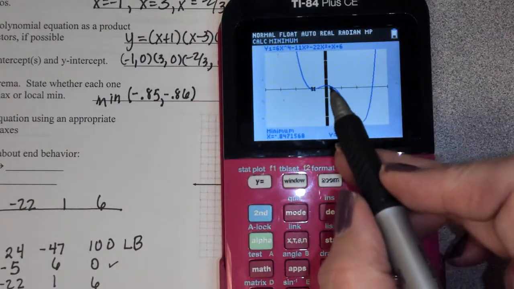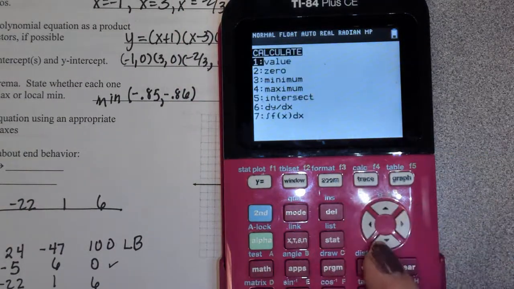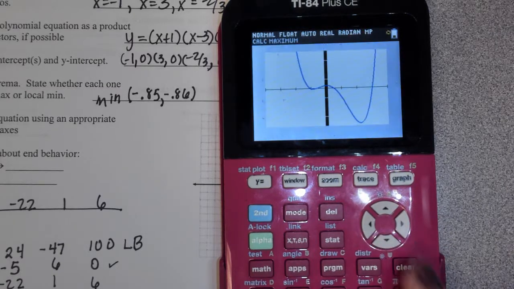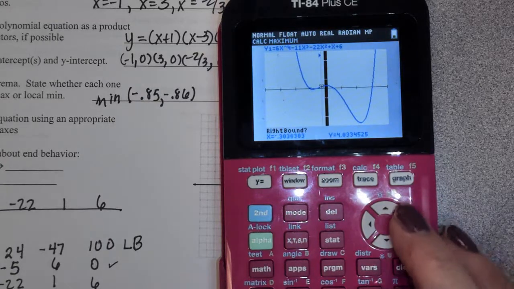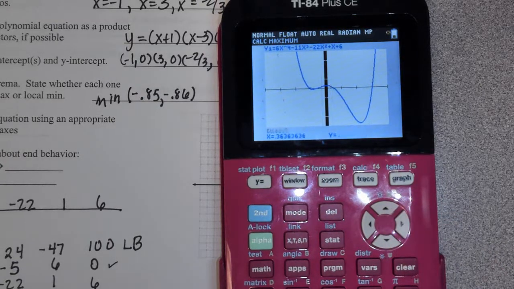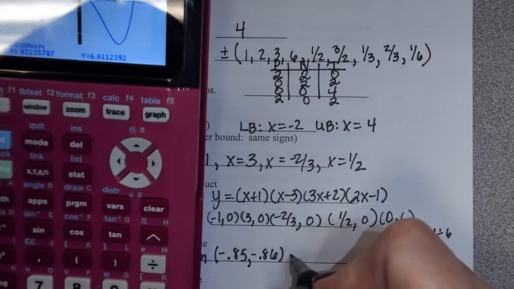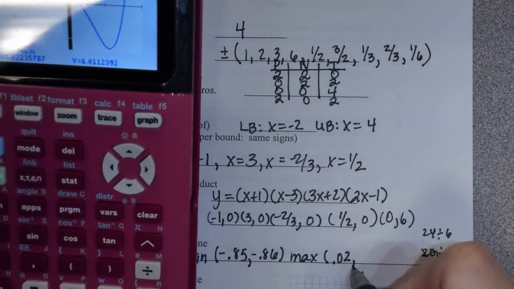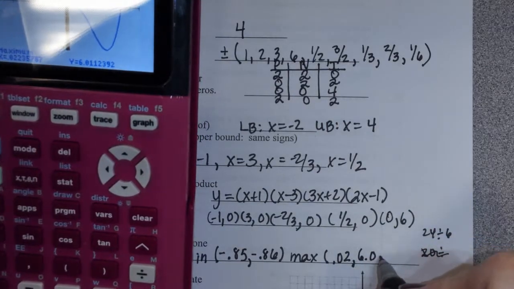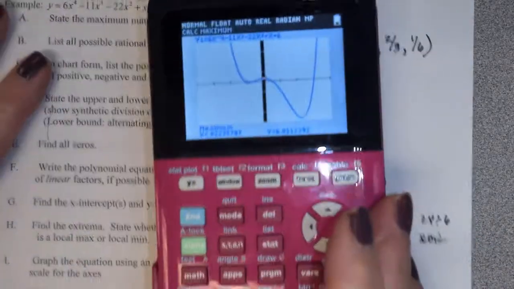Okay, next I have a max right there. So second trace, calculate the maximum. I have to be on the left side of it. That's good. Go to the right side of it. Enter one more time. Okay, and so this maximum is at 0.02, comma, 6.01. And then what else do I have?